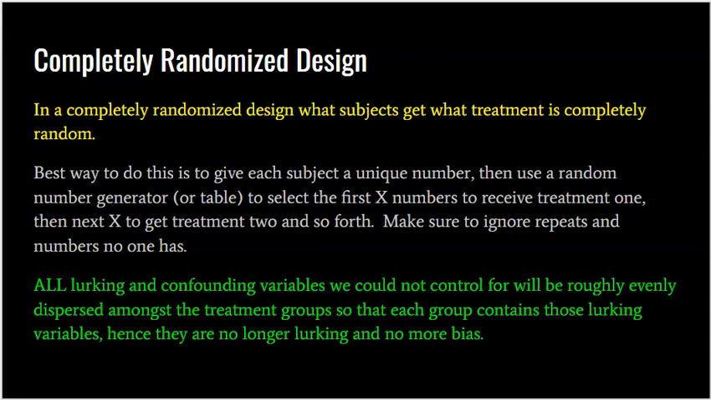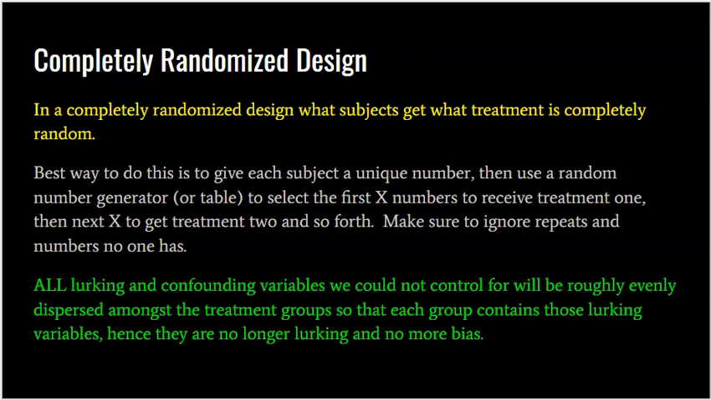So oftentimes on an AP test, they will ask you, how are you going to actually do the random assignment? And this would be a great paragraph to write. Now, this is perhaps the most important thing I need you to understand when it comes to completely randomized design. All lurking and confounding variables that we could not control for will be roughly evenly dispersed amongst the treatment groups so that each group contains those lurking variables. Hence, they are no longer lurking or biased.